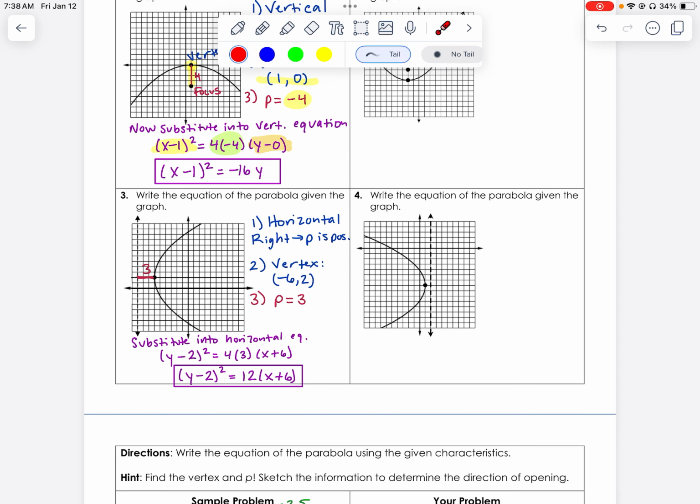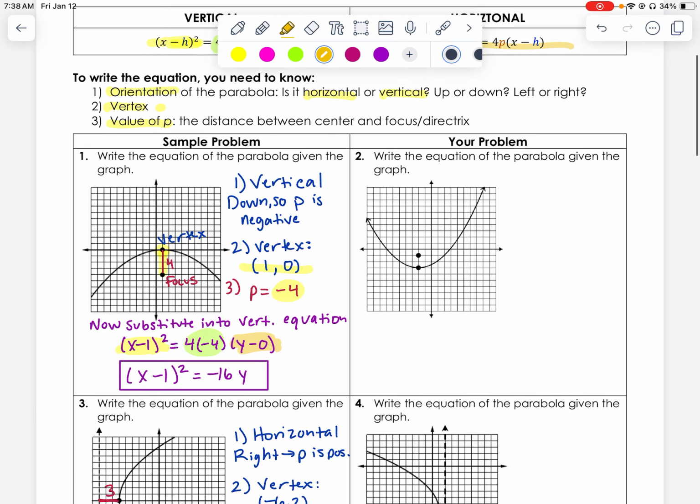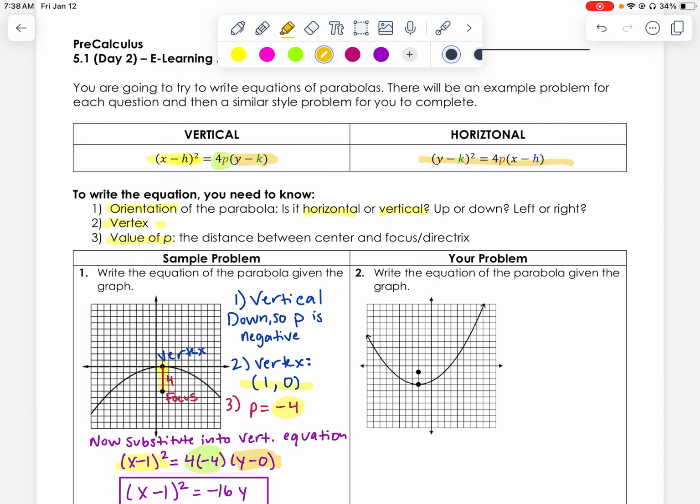All right, here is number 3. For number 3, it's going to be the same idea. First thing that's different, though, is I want to give you an example of a horizontal parabola. So this one, as we look at this parabola, step 1 is its orientation. It's horizontal, and it is going right, which means that p is positive, and I am going to use the horizontal equation. So for this problem, we are going to use the horizontal equation and substitute in those places.